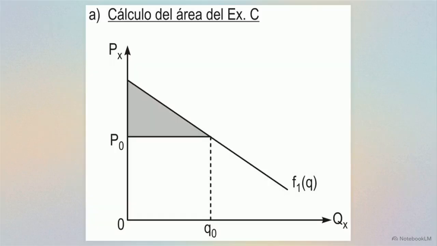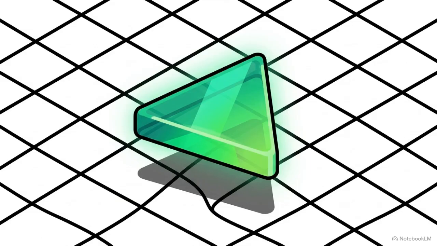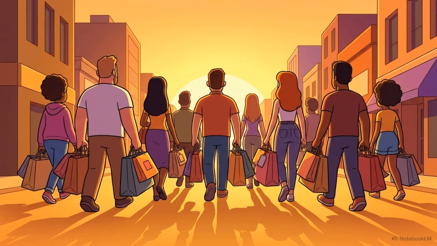This chart shows the demand curve, F1 of Q, on an axis with a horizontal actual price line marked P0. The shaded triangle area, marked XC, trapped beneath the demand curve but strictly above the market price, is the total consumer surplus. That trapped geometric area represents the collective net benefit. It is the quantifiable measure of financial satisfaction the buyer successfully extracted from the market.